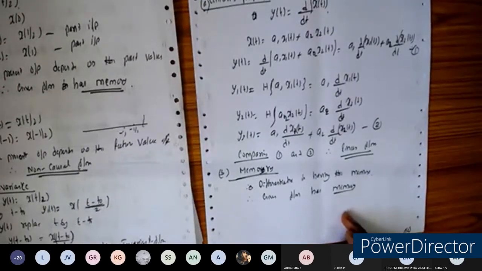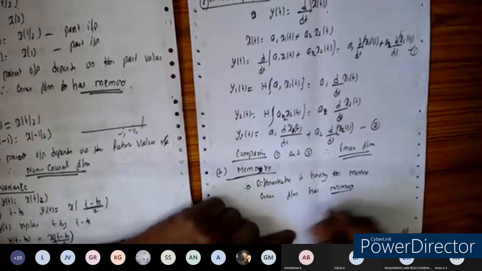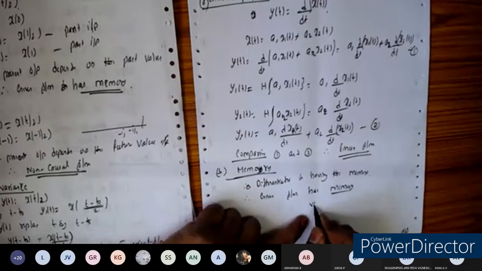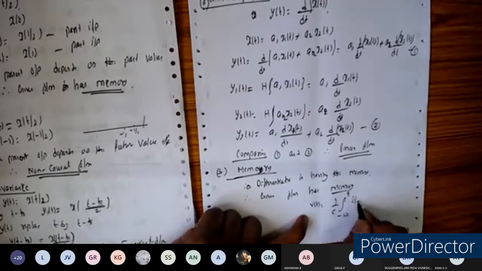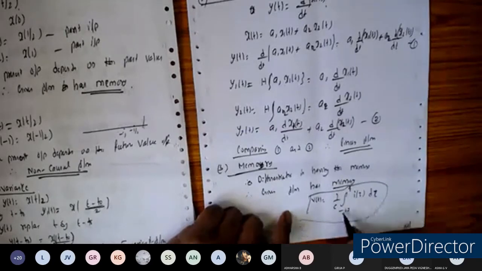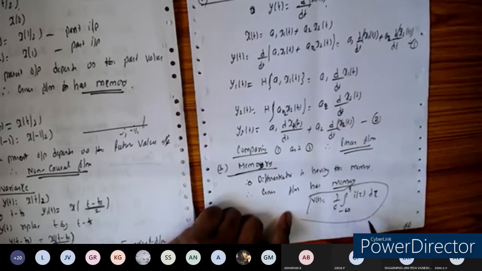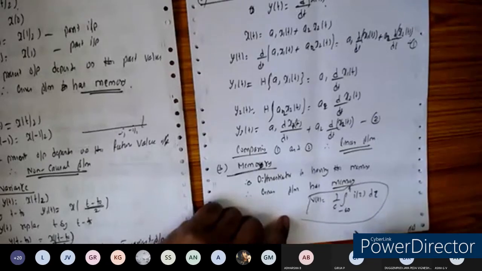Okay, and when you come to the causality, the differentiator depends on the future values also. If I take the energy stored in the capacitor, we know that v of t, the voltage across the capacitor, is 1 by c integral from minus infinity up to t of i of tau d tau. From minus infinity up to 0 will be considered as the future values. That's why it is said to be a non-causal system.